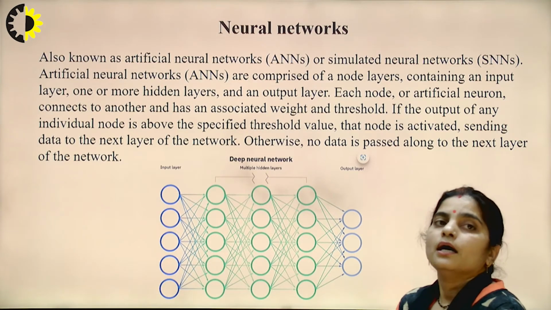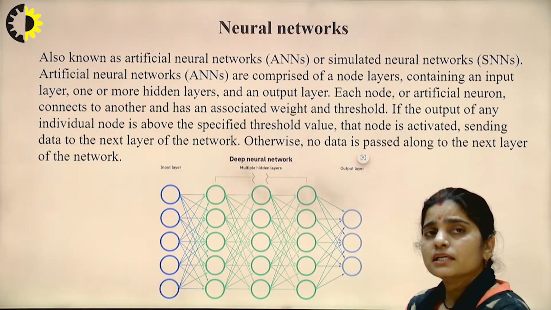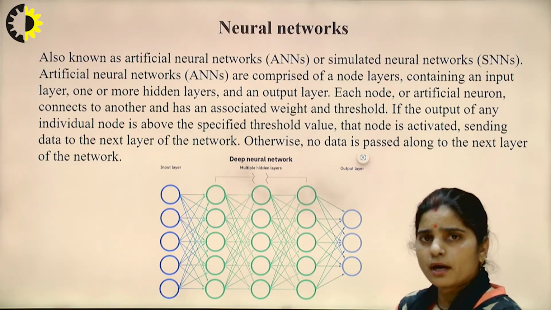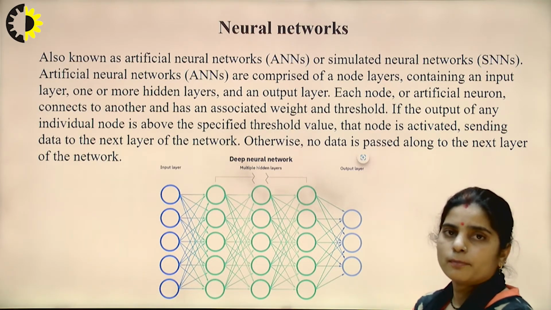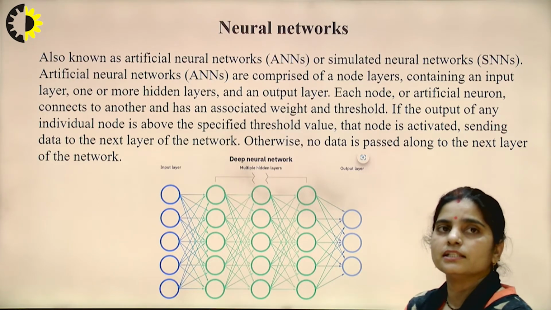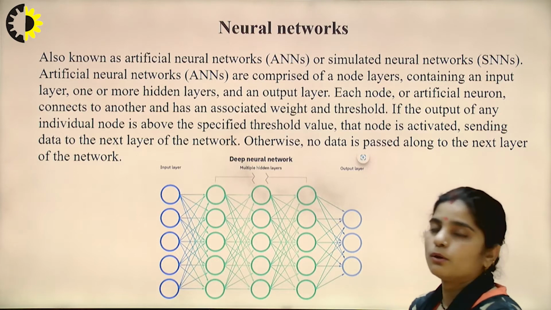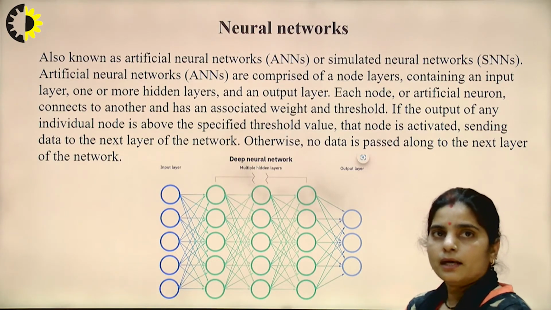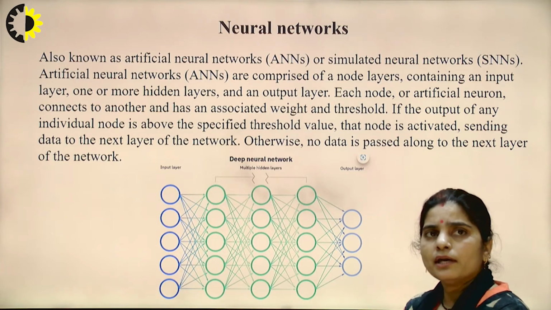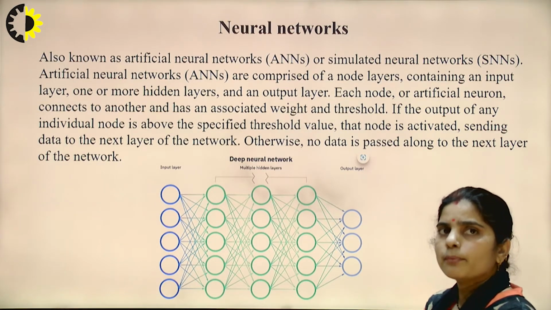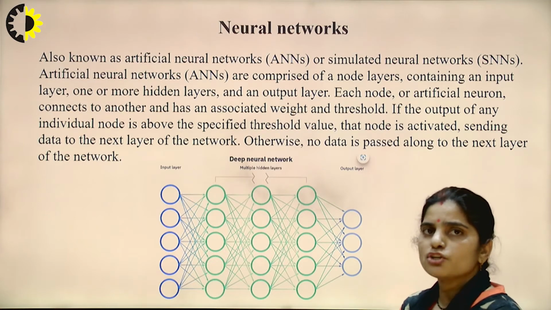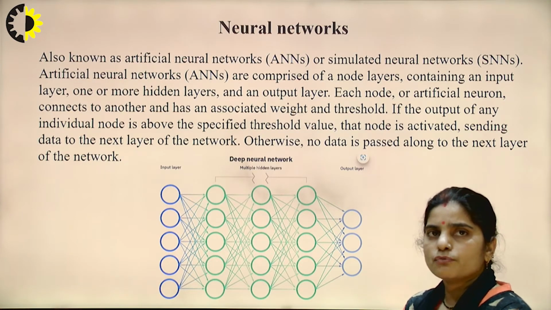Basically, they train computers, or these are computer programs which are used to solve problems in the field of artificial intelligence or machine learning, and also deep learning algorithms. Now, ANNs or neural networks are basically comprised of layers which consist of node layers.